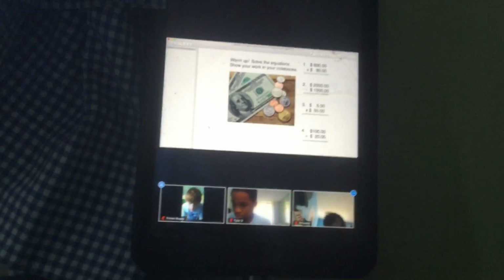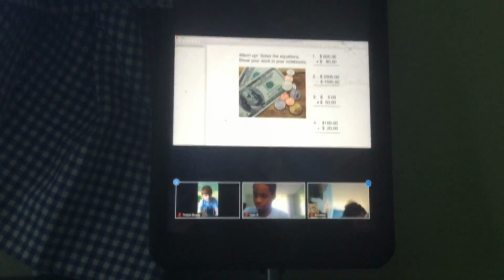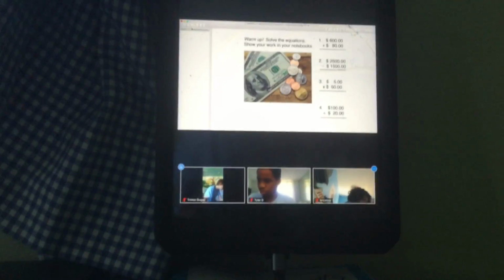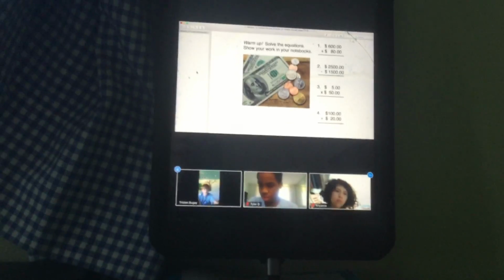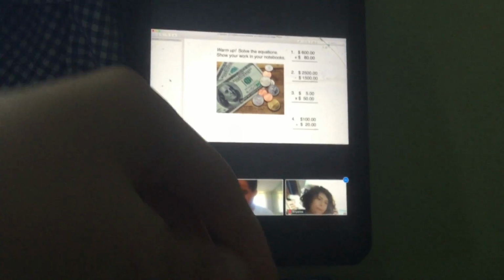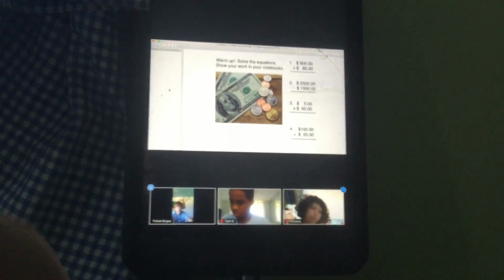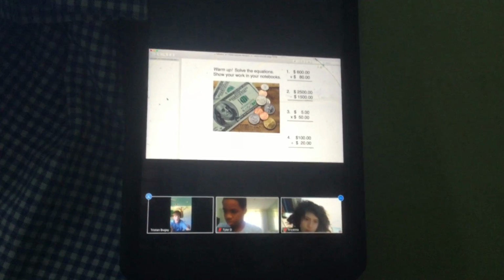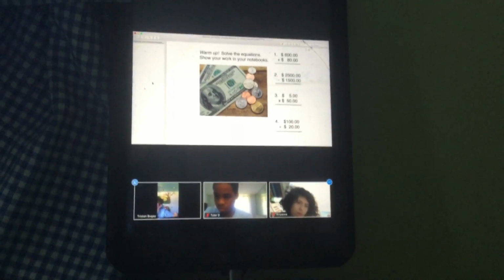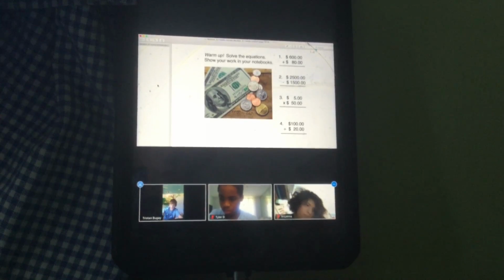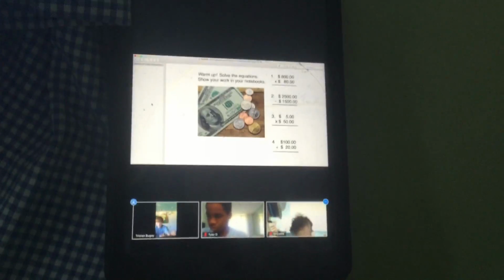This is really good because I don't see any hands up. I see Tristan raising his hand. Tristan. Okay, so I'm just getting this coin thing set. Well, we're learning about money, so we're going to do this. Okay, great.